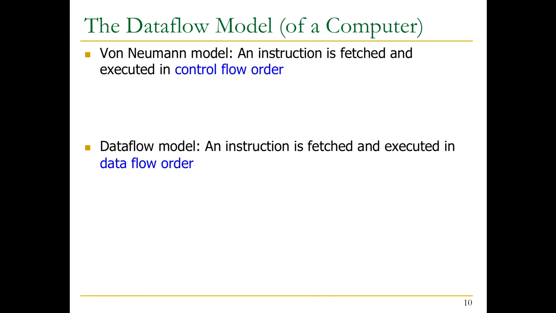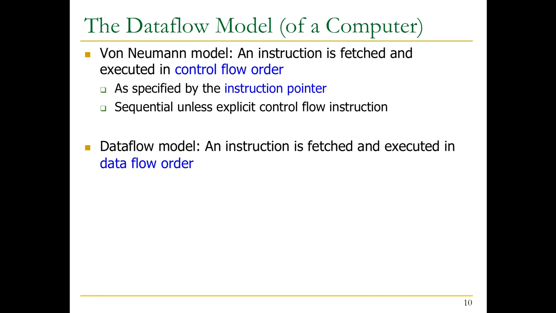Basically, let's take a look at the von Neumann model. If you look at the von Neumann model, an instruction is fetched and executed in control flow order, right? As specified by this instruction pointer, program counter, if you don't like the instruction pointer so far. You're sequential unless you have an explicit control flow instruction. Basically, you keep incrementing that program counter going through the sequential program, and the programmer assumes that everything will be executed sequentially unless you have a jump that goes somewhere else.